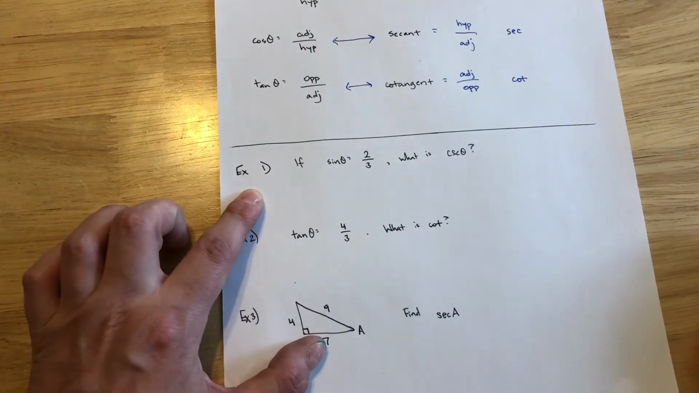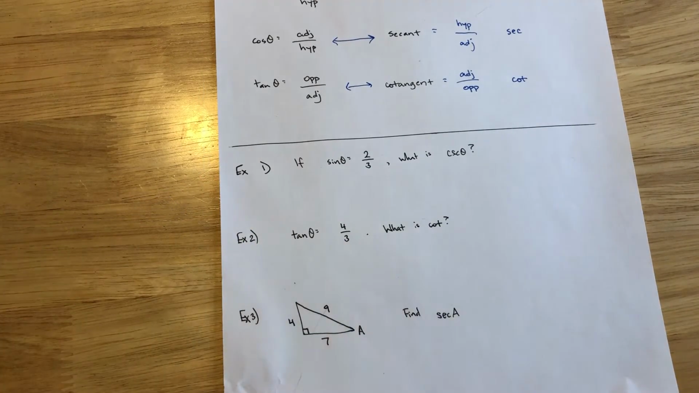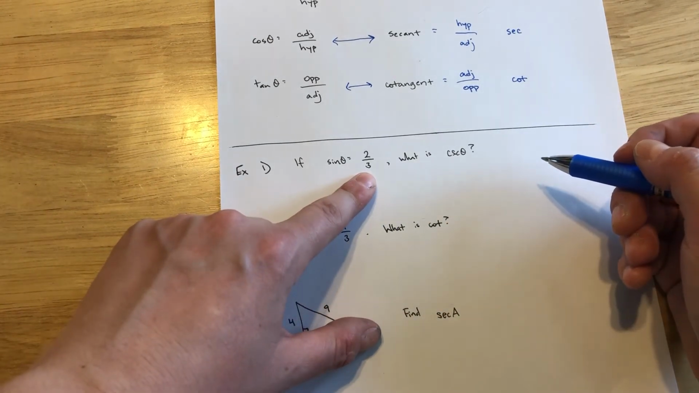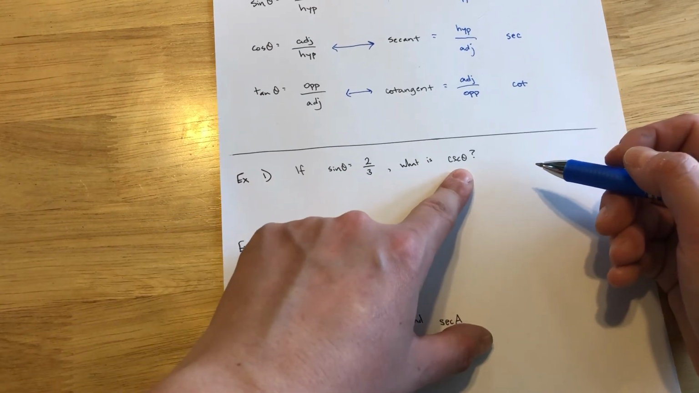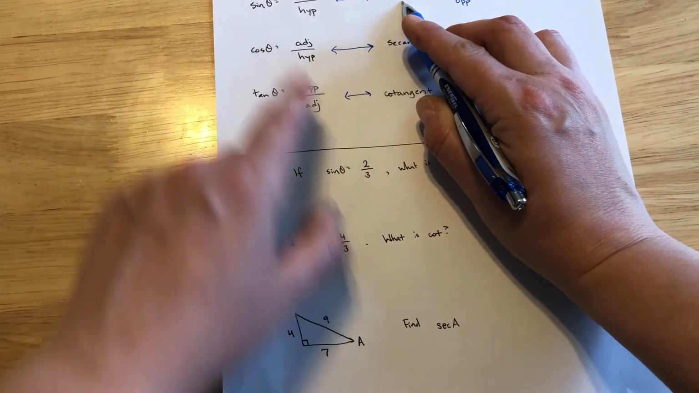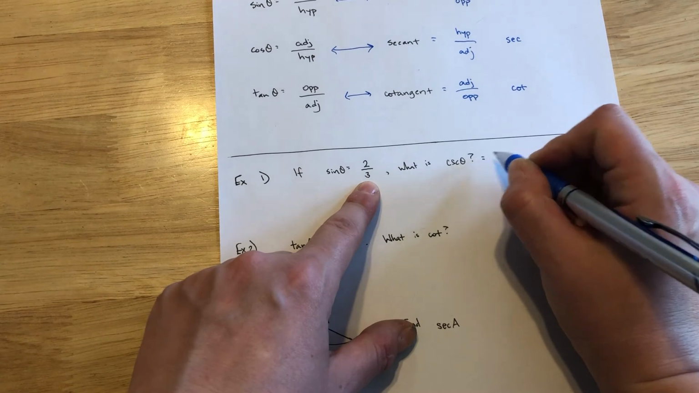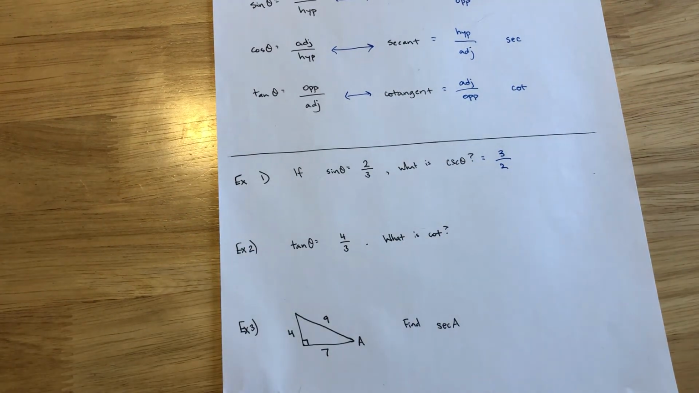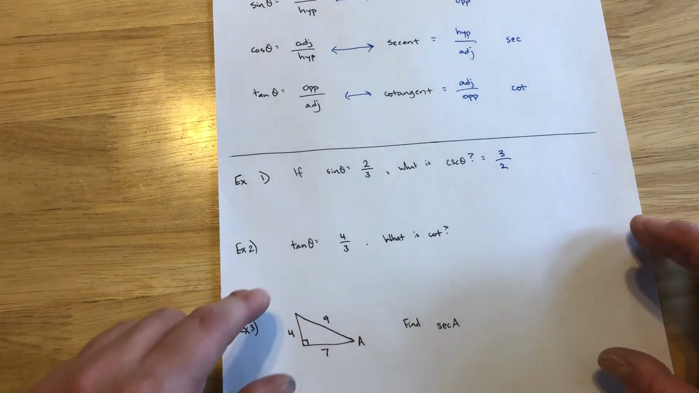So down here in example 1, this is kind of similar to what we will use tomorrow in the 3rd lesson. If sine of theta equals 2/3, what is cosecant of theta? Well, cosecant is the reciprocal of sine, so all we have to do is flip the fraction upside down. That's all it takes to find the reciprocal.